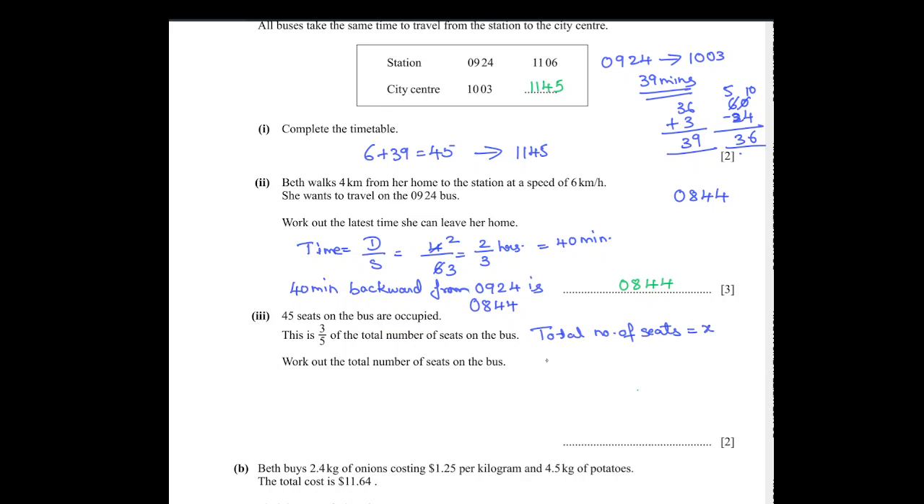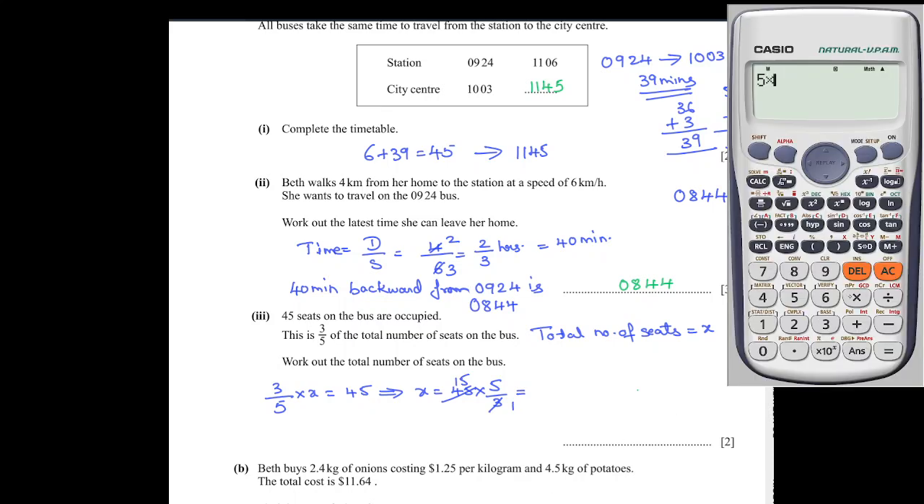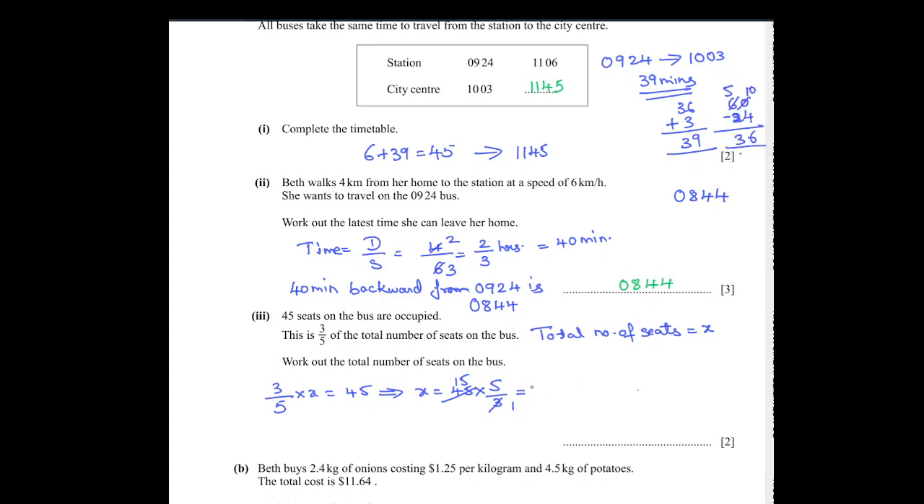So now, to find out the value of x, we'll do 3/5 into x is 45. So this gives you x is equal to 45 multiplied by the reciprocal of this. When you bring it to the other side, it becomes the reciprocal. So 3 times 15 is 45. So 5 into 15 is how much? 75 seats were there. This is the answer.